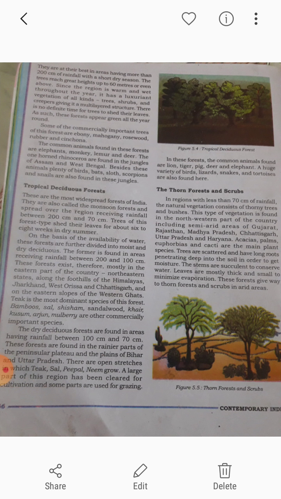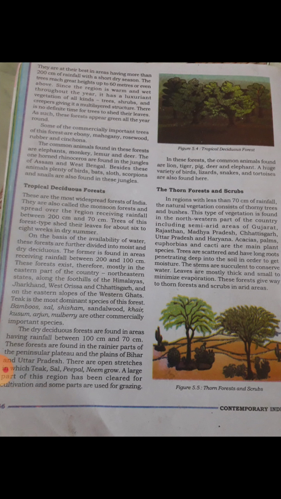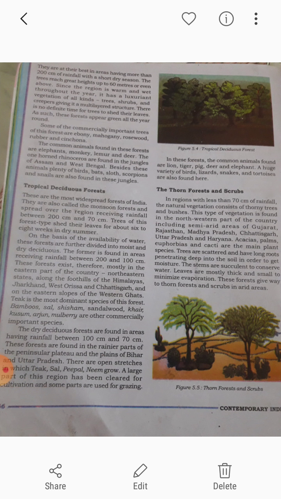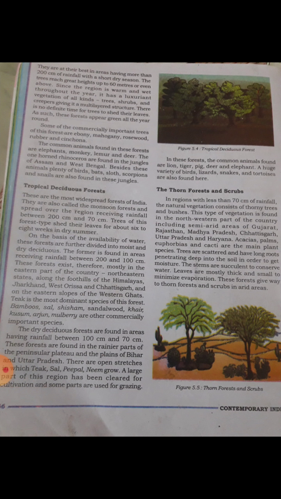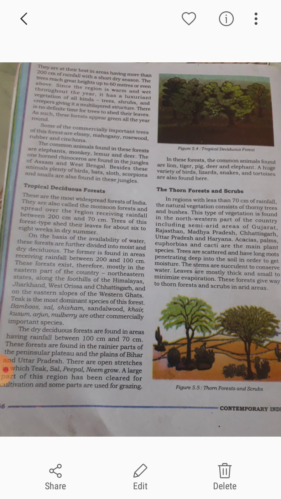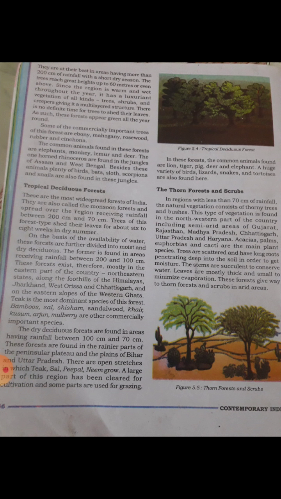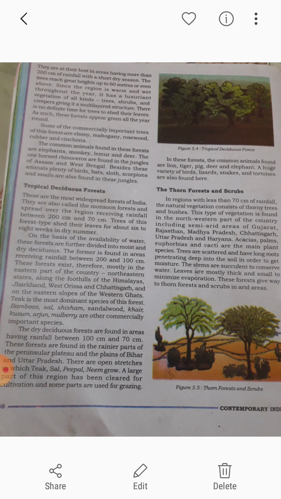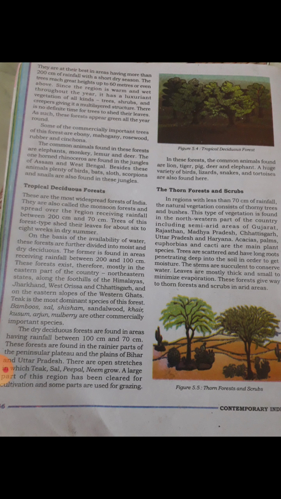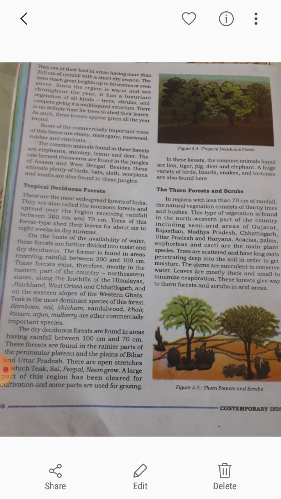They are found in areas having 200 centimeters of rainfall. Their trees reach a height of 60 meters or even above. This region is very warm and wet throughout the year. They have different types of vegetation: trees, shrubs and creepers. These trees do not shed their leaves. That is why it is known as evergreen. Clear? Now, you can find that this forest appears green all the year round.